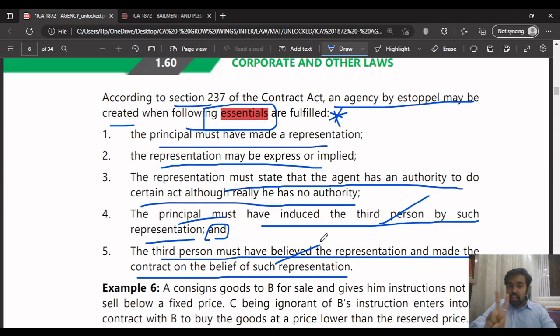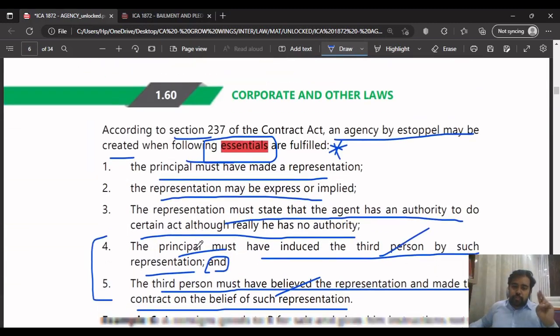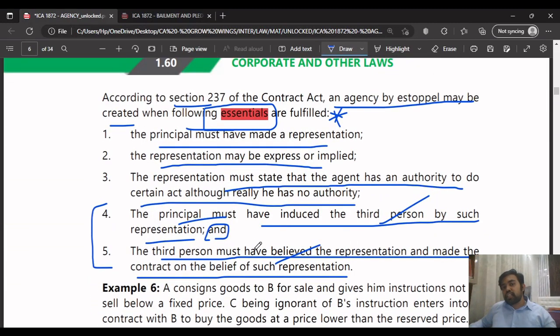Two points are there for the third person. The principal first should induce the third person by his representation, and the third person must believe such representation of the principal and make the contract on belief of it. That's what they're trying to tell in these two points. Just like I explained, they have explained the same thing here in simple words. Do you remember those two points? For the third party, two points are there.